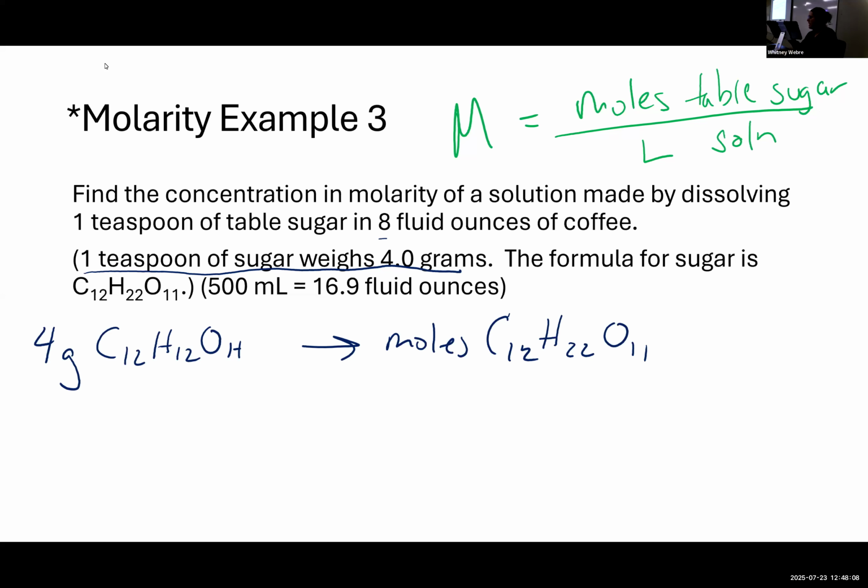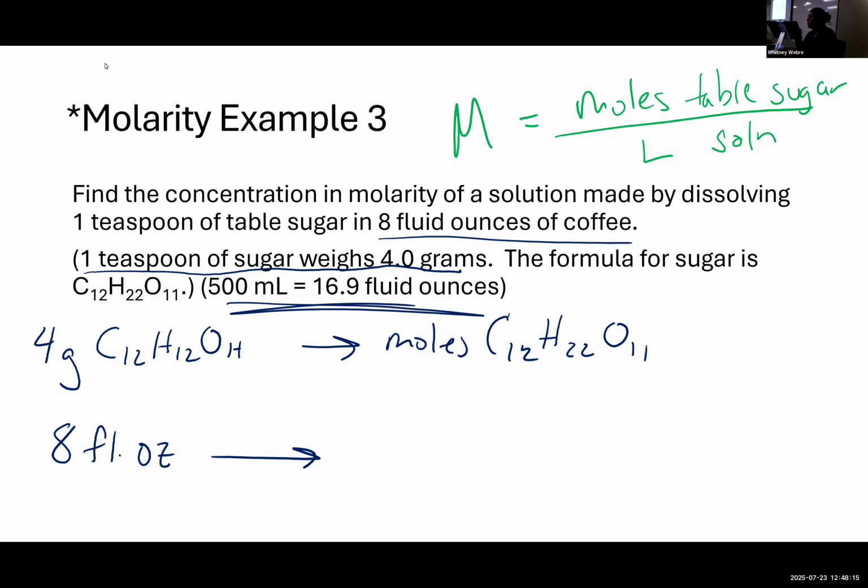And then they were nice enough to say, okay, I have 8 fluid ounces of coffee. So I can convert that using the conversion from fluid ounces to milliliters, and then milliliters to liters. And then once you have those two numbers, you can divide them. Okay, so let's do that. First, find the molecular weight of sucrose or table sugar. I'll give you a moment to do that. And then if you want to get a head start and solve the rest of it, you can. And then we'll come together after the break and do the answer together.